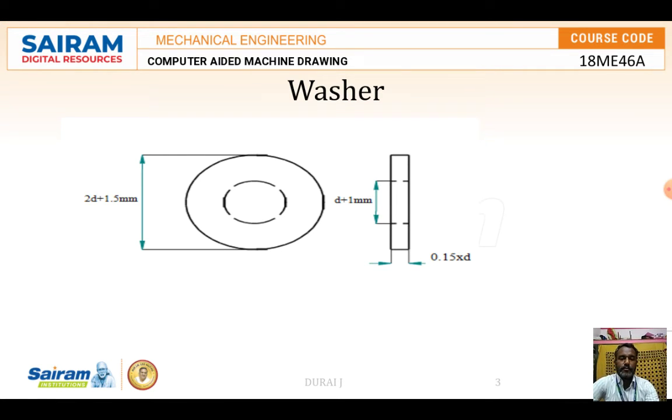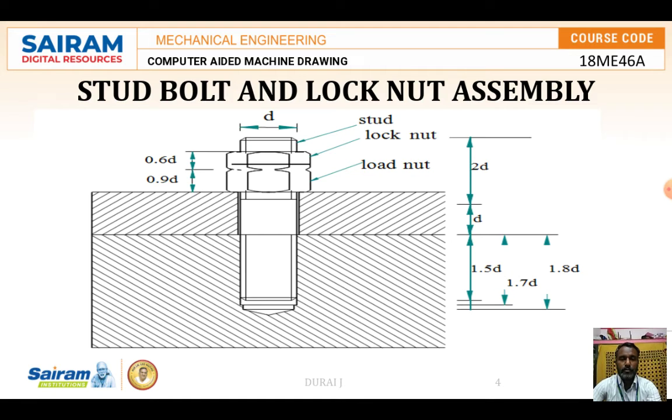So if the diameter of the shaft is given, the hole diameter is d plus 1 mm, and the thickness of the washer is 0.15 into d. The external, or outside, diameter of the washer is 2d plus 1.5 mm. These are all the formulas we have to remember while constructing the washer.